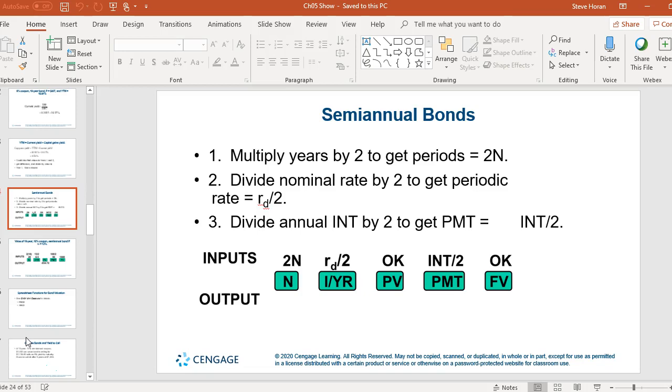There are 3 steps. Step 1, multiply years by 2. I take the number of years and multiply it by 2. I divide the nominal rate of interest, the coupon rate, by 2, and I divide the interest rate, the market rate of interest, by 2. So I double N, I divide both interest rates by 2, and I'm good to go. Present value, I don't change. Future value, I don't change.